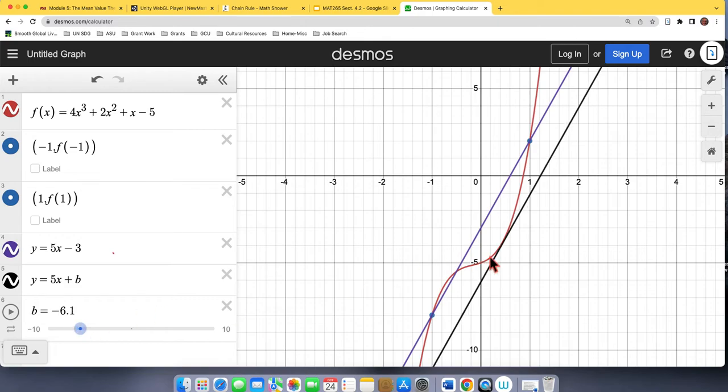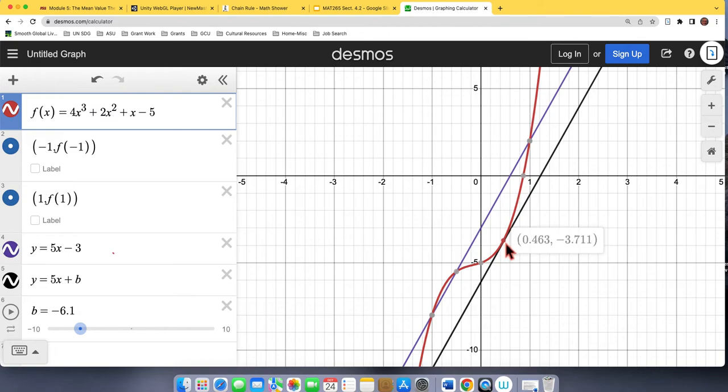And so what I'm going to do is I'm going to click here. I can see it's about there. So I'm expecting a value about 0.444 when x is 0.444. The derivative should be 5, right about there. So I've got an estimate.